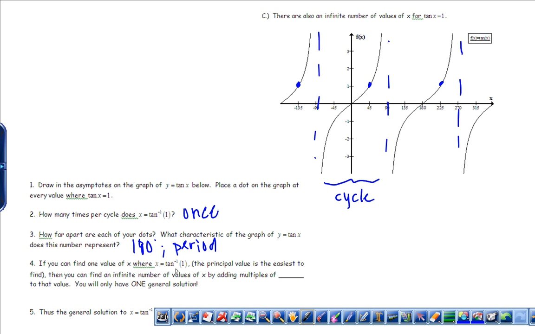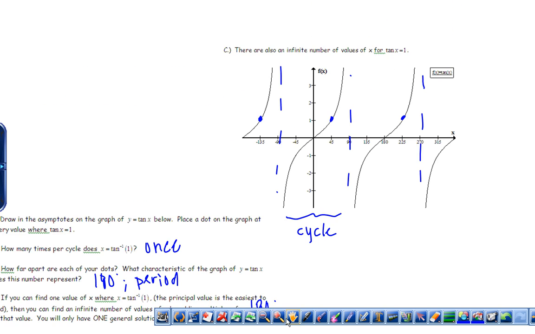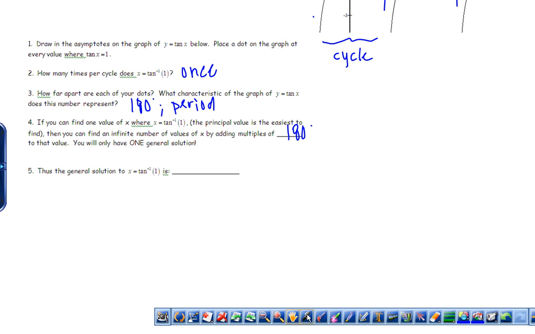If you could find the value of where arc tangent is 1, this is your principal value. It is the easiest to find. Then you can find an infinite number. Remember, this keeps going. And then you can keep finding those by adding 180 degrees. Remember, tangent and cotangent are always different. They're always 180 degrees. And if you notice, I said that they only happen 1 time. You will only have 1 general solution with this, which people really like. So my 1 general solution here is going to be 45 degrees plus 180 n.